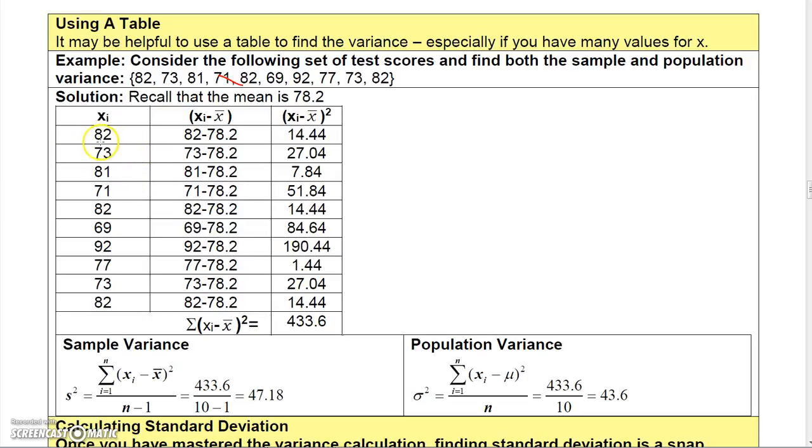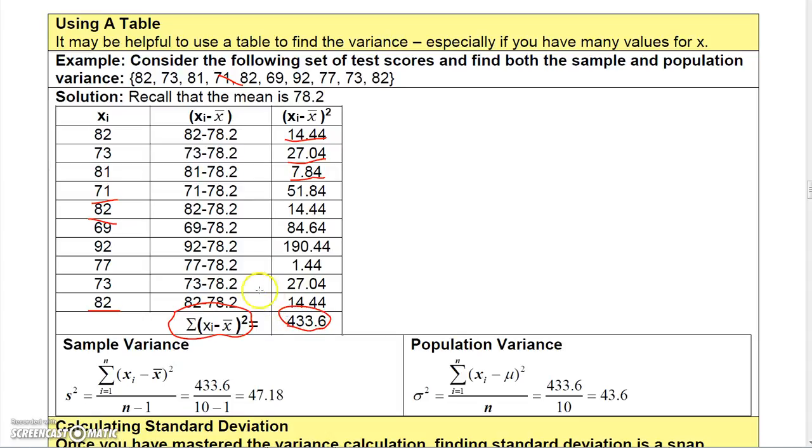But you can say 82 minus 78.2, then square it to get this. And of course you need a calculator to do this. 73 minus 78.2 squared gives me 27.04. 81 minus 78.2 squared gives me 7.84. And you do that for each data value till you get to the very end, and I got another 82. So 82 minus 78.2 squared again is 14.44. Well, then we add all of these up, and that's what this sum symbol means here. We sum all of these squares, and we get 433.6.